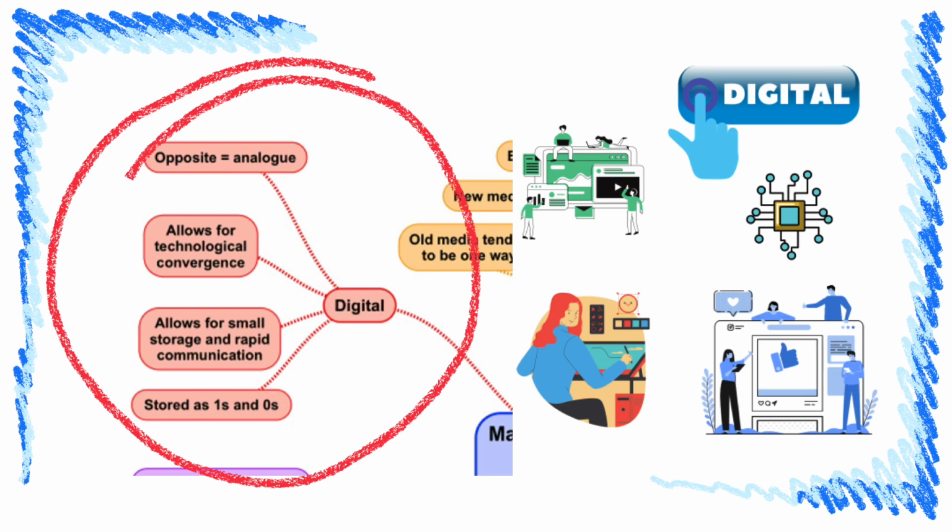Analog is the opposite of digital. It is stored in physical form, and examples include printed newspapers, records, and old films and television programs stored on tape.